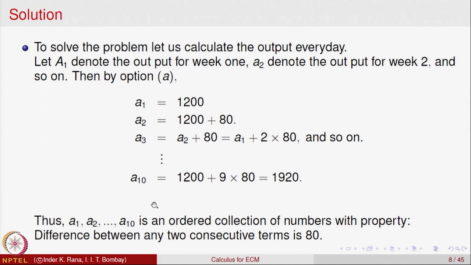And it has a special property, namely the difference between any two consecutive terms, say A10 and A9, is 80, and the previous one, A3 minus A2, is 80, and so on. So this is the data generated, and this is the ordered collection of numbers. You see, if A10 was equal to this, what will be A11? It will be 1200 plus 10 times 80, and so on.